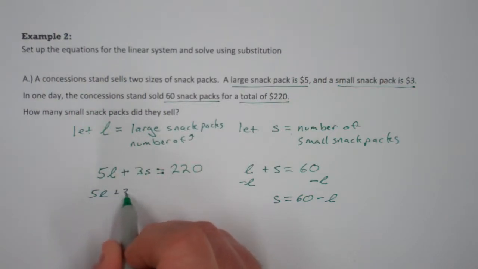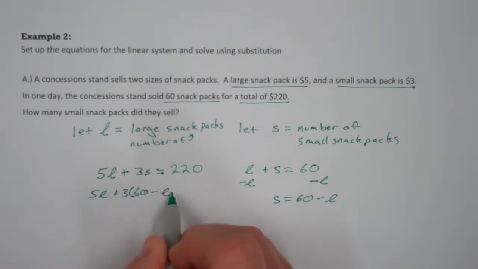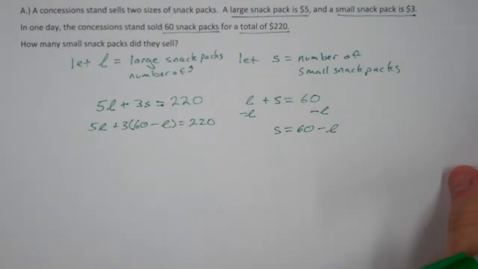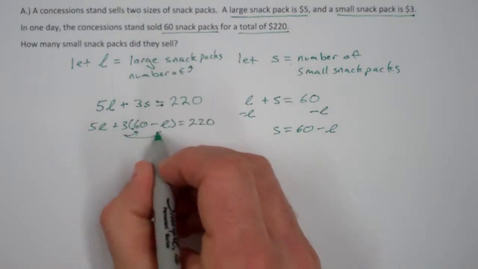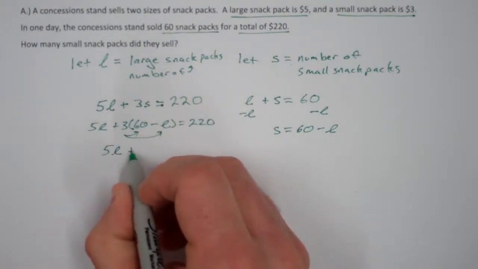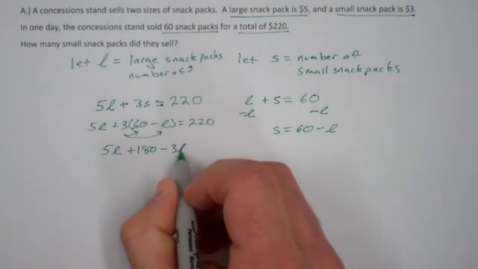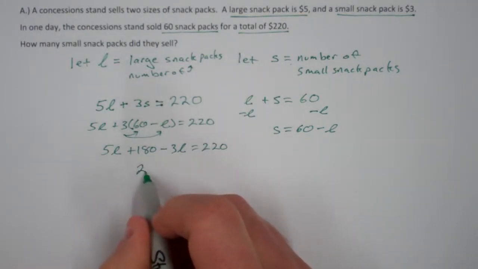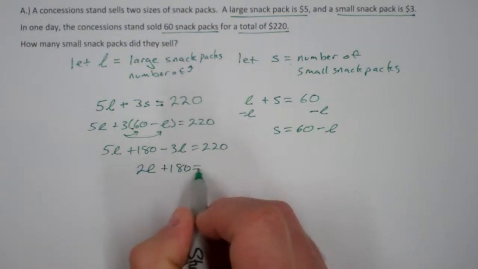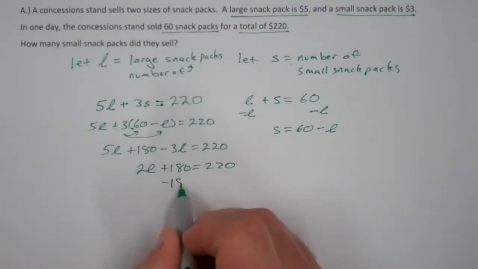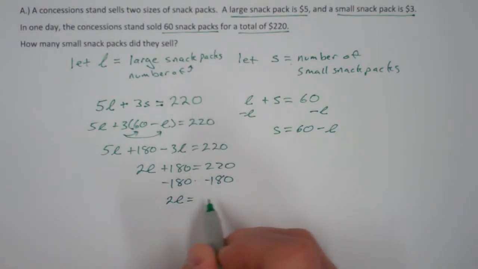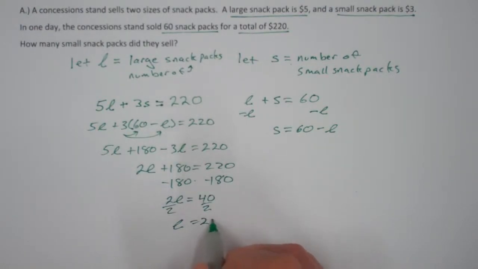So we've got 5L plus 3 times 60 minus L is equal to 220. So we can use the distributive property here. We've got 5L plus 180 minus 3L is equal to 220. 5L minus 3L is 2L. Still have that plus 180. So we'll subtract 180. And 2L will be equal to 40. Divide by 2, and L will be 20.